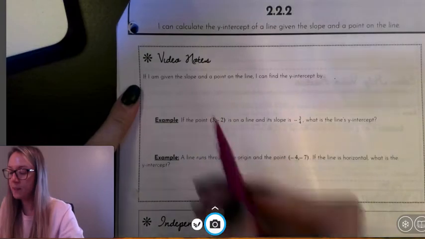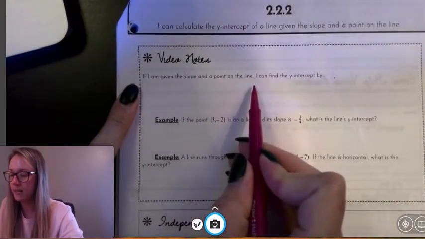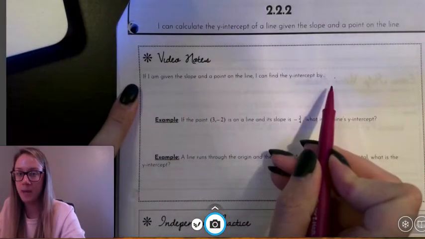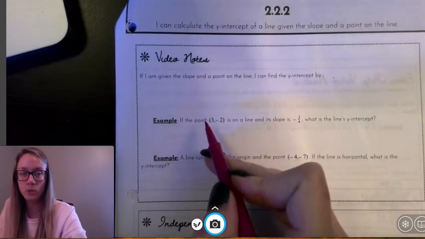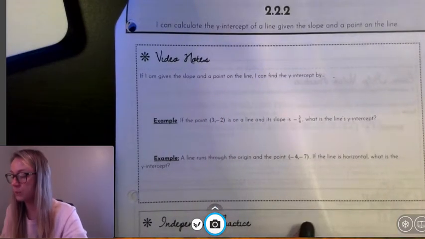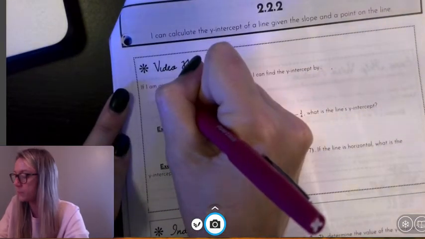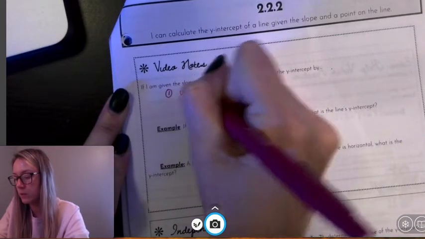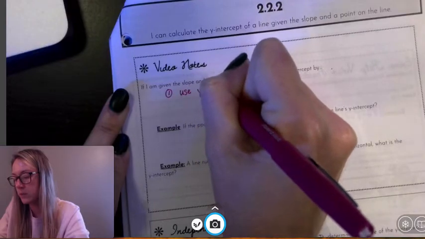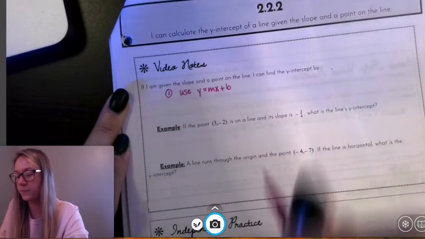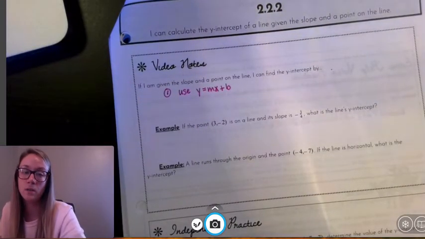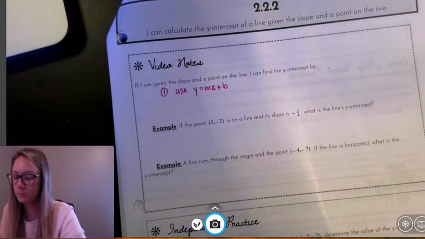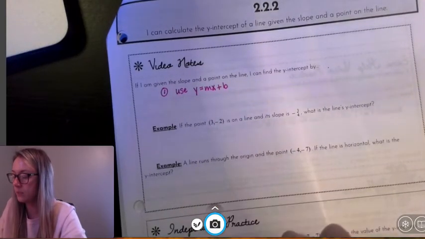So it says, if I am given the slope and a point on the line, I can find the y-intercept by, and we're going to list our steps out. So the first thing we are going to use is y equals mx plus b. So we're going to use slope-intercept form. This is our formula.